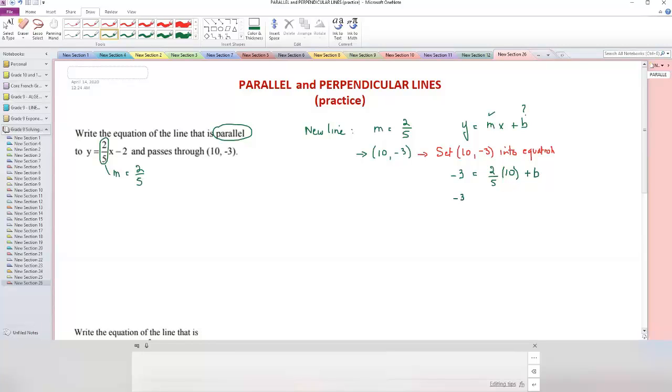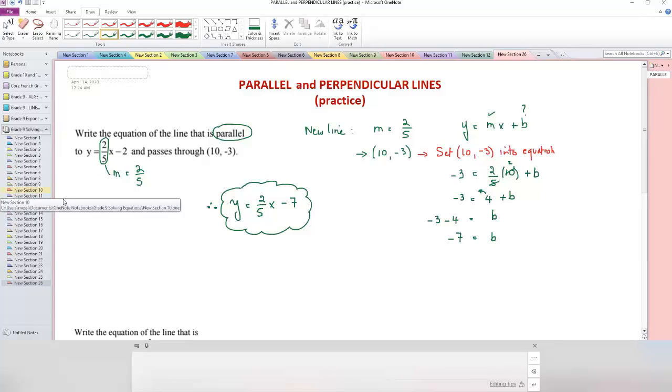So now -3 equals, I can simplify the 5 with the 10, which gives me 2. 2 times 2 equals 4, plus b. Now I can isolate b by moving the 4 to the other side: -3 minus 4, so b equals -7. Therefore, as a conclusion, the equation will be y = 2/5x - 7. And this is the equation of the line that is parallel to this line and passes through the point (10, -3).